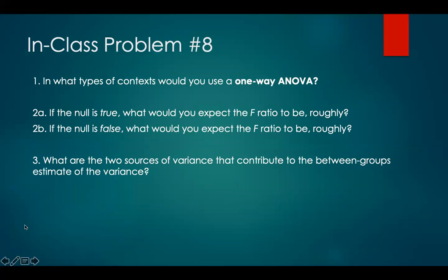And I'll leave you with a class problem. In what types of contexts would you use a one-way ANOVA? If the null is true, what would you expect the F ratio to be? If the null is false, what would you expect the F ratio to be? And what are the two sources of variance that contribute to the between groups estimate of the variance? So pause it here and then record answers to these questions and then play the video.